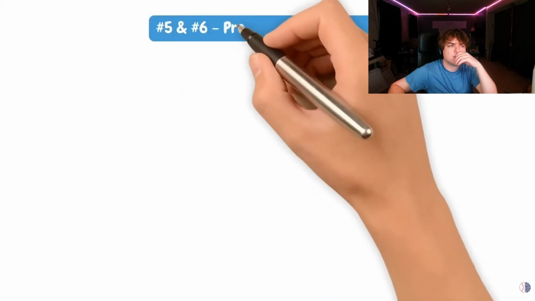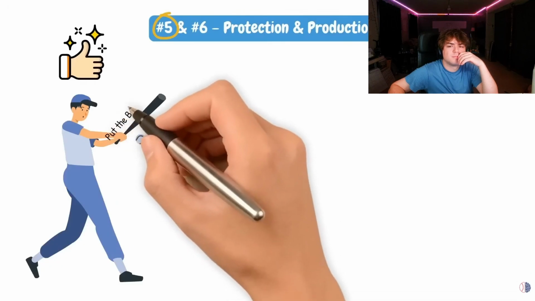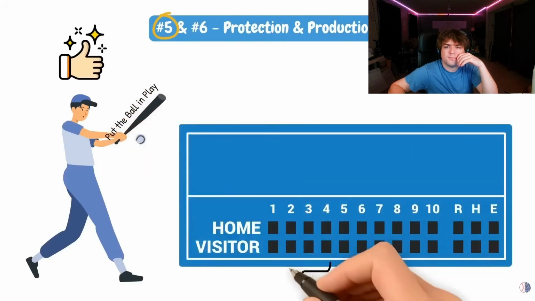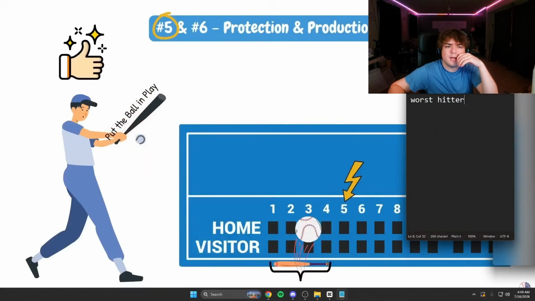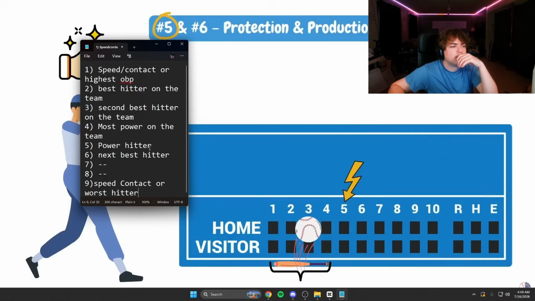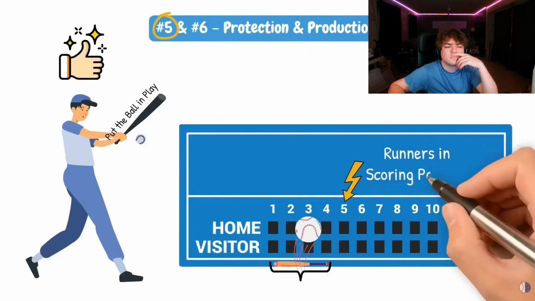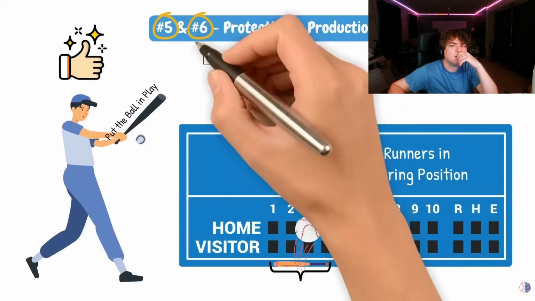You can think protection and production. In the 5-hole, it's best for that hitter to put the ball in play frequently. If 1 through 4 are doing their jobs, you hope that the 5-hole is coming up with runners in scoring position frequently. I kind of got this right, but I was wrong with another power hitter. But next best hitter, low key not wrong. Then 6 will be your next available best hitter.